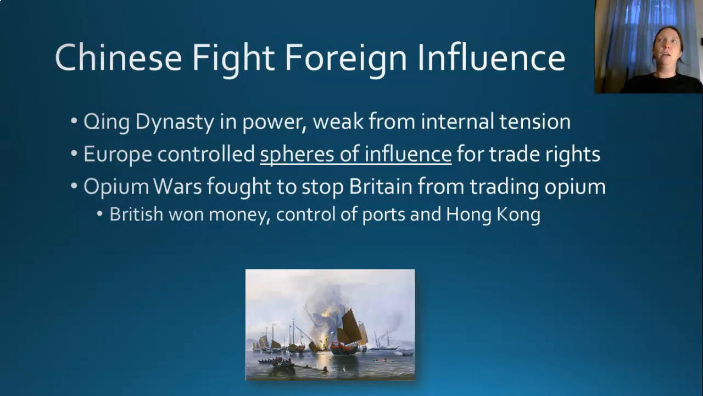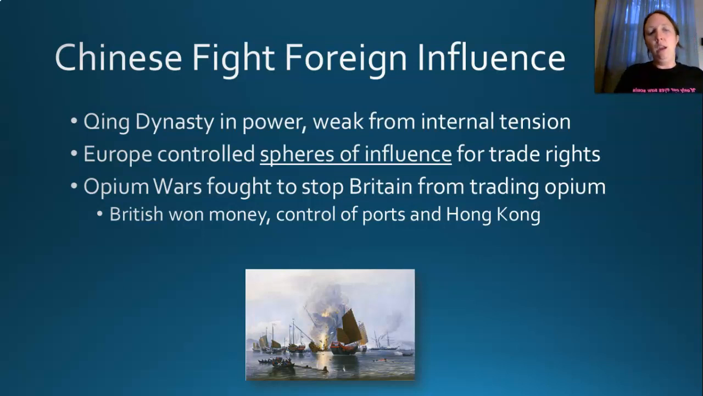Our last case study on what imperialism looked like in the 19th century is that of China. Now, China never actually got colonized, but it fought off foreign attempts at colonization throughout the 19th century. At this time, the Qing dynasty was in power, but it was very weak from internal tensions. So tensions between different ethnic groups, tensions about modernizing versus staying traditional, and a lot of the commoners of China believed that the Qing dynasty was really just carrying out the wishes of foreign powers. Okay, that ends up being their downfall.